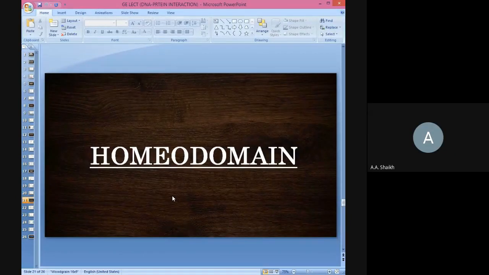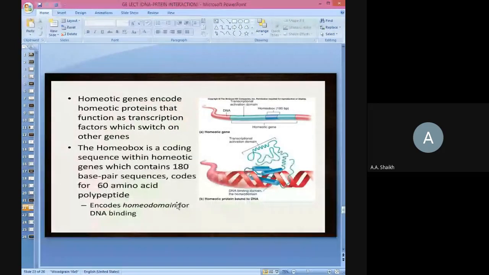Okay, so the last structure or region present in the DNA binding domain or DNA protein interaction is the homeodomain or the homeodomain motif. Basically, there are regions or sequences in the DNA which show the presence of a homeotic gene. So this is the DNA, and this DNA has a homeotic gene.